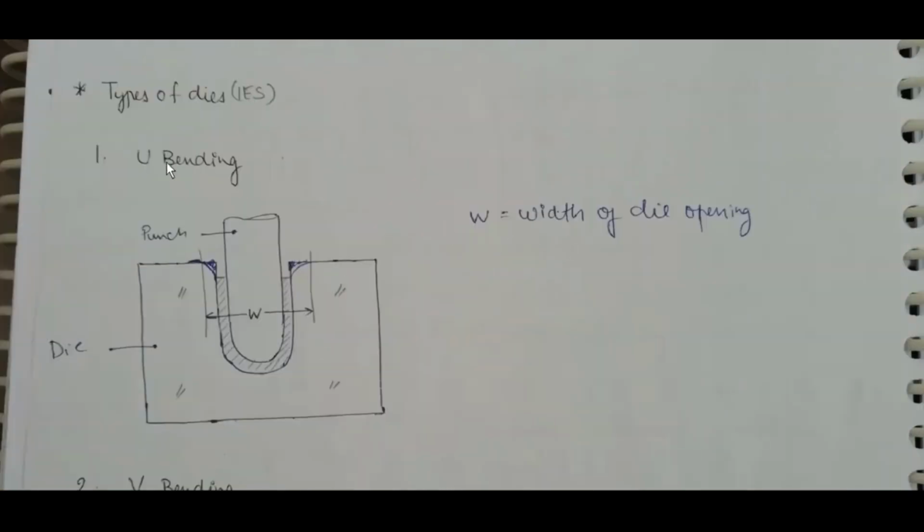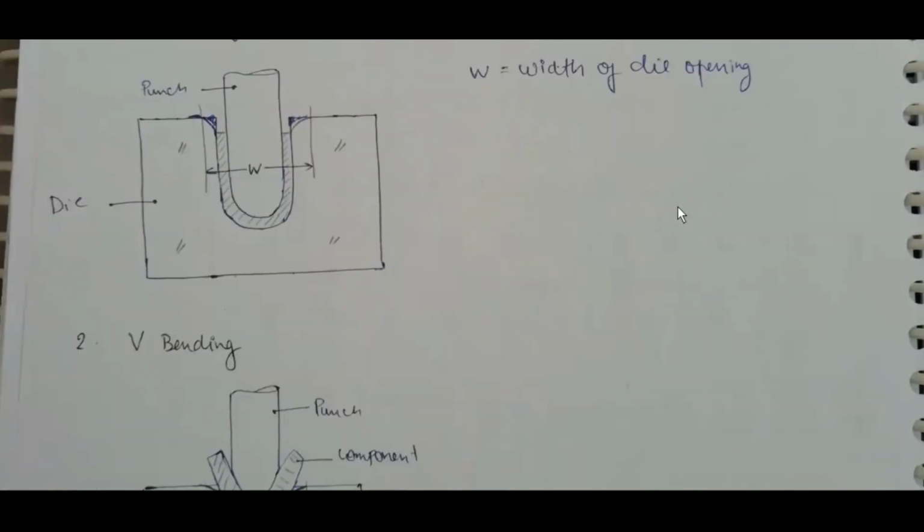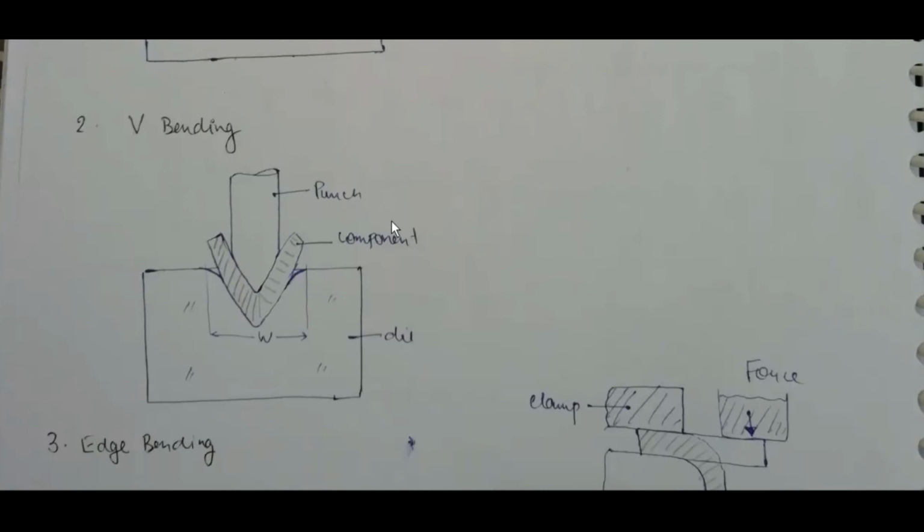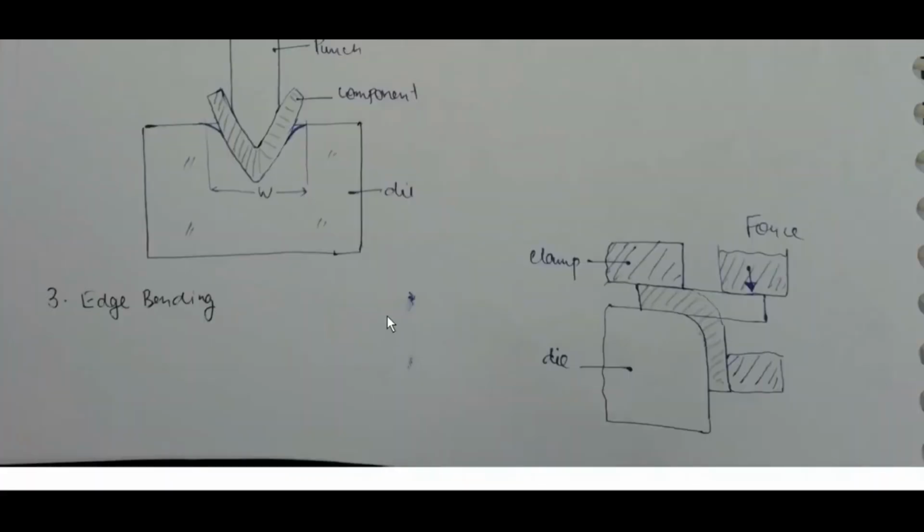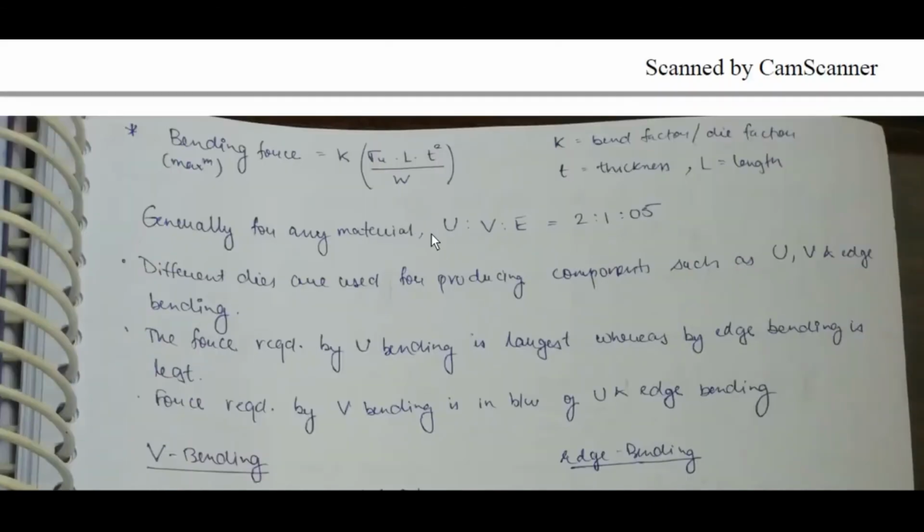U bending, punch and die. W is equal to the width of the die opening. V bending, punch and component, W. Edge bending, force and clamp die. Bending force is equal to the maximum bending force, which is equal to K sigma U L T square by W. K is equal to the bend factor or die factor. T is equal to thickness. L is equal to length.